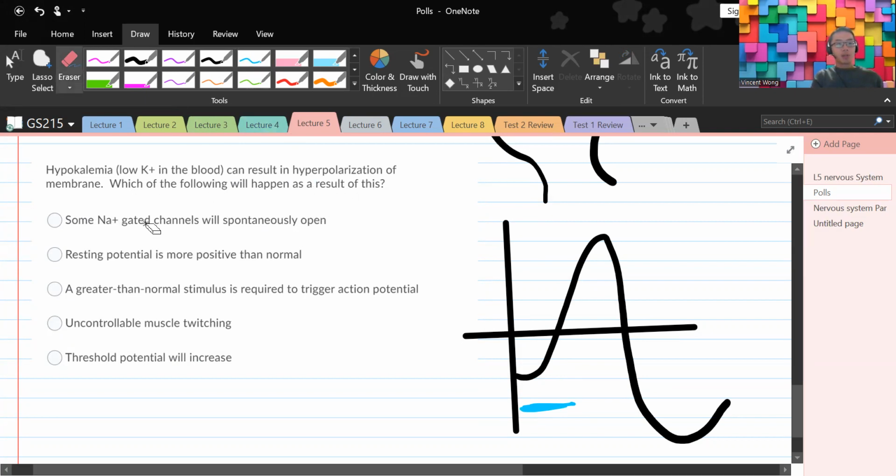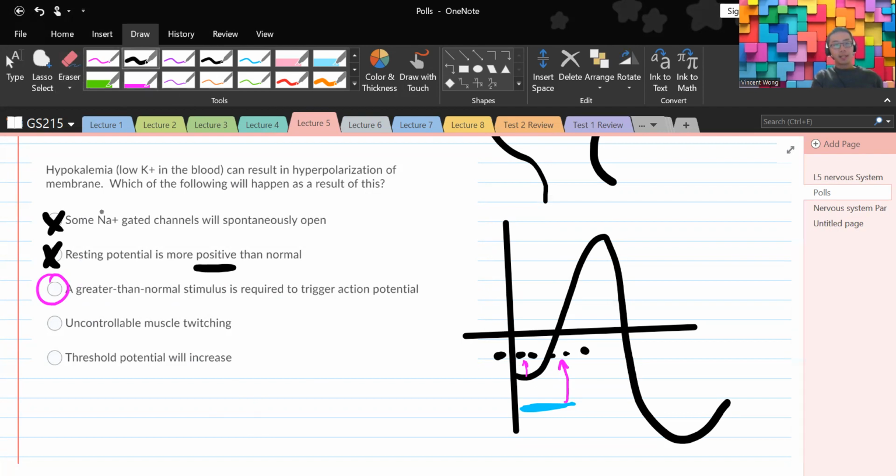Some sodium channels will spontaneously open. That is not true. Okay, you are way more negative than you were supposed to be, right? The threshold is all the way up there, so they're not going to spontaneously open. Okay, resting potential is more negative than it should be. A greater than normal stimulus is required to trigger the action potential. That is true, right? Because you have to go all the way up there as opposed to just this little bit, right? And that's the correct answer.